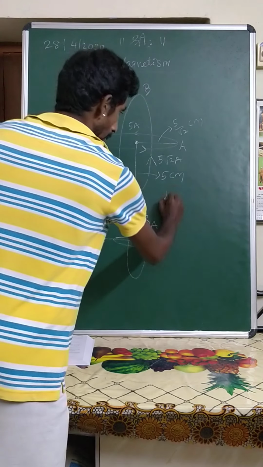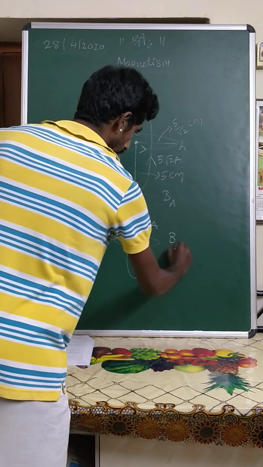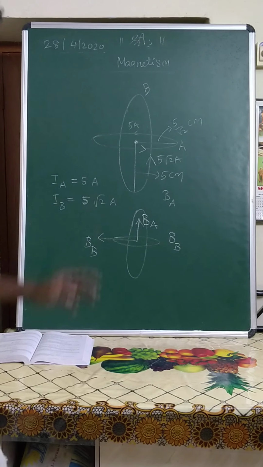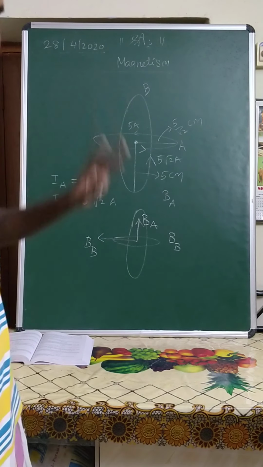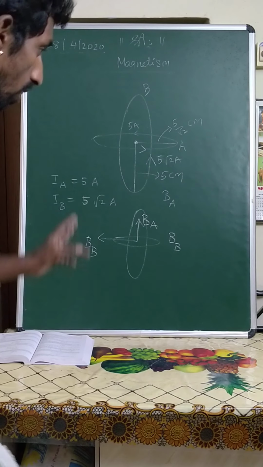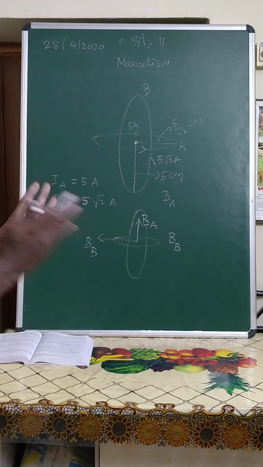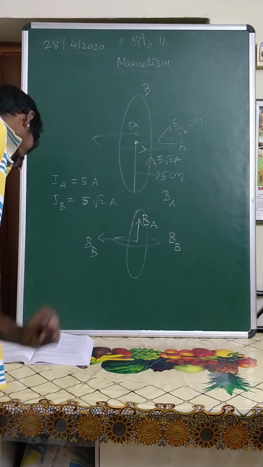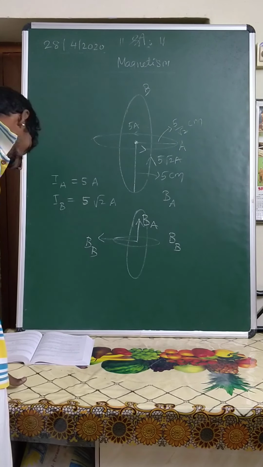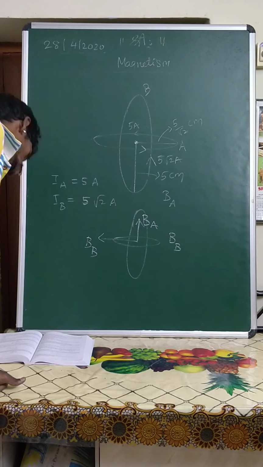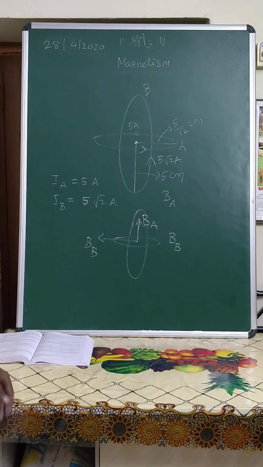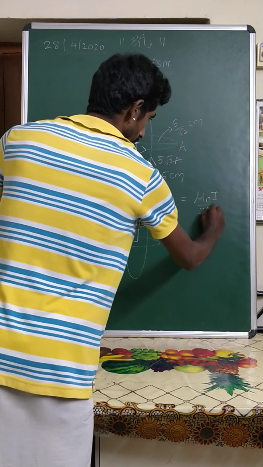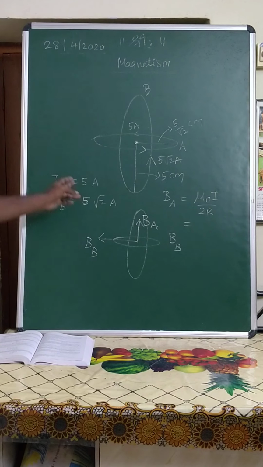We want to find the magnetic field at the center. We know the current in coil A is 5 ampere, the current in coil B is 5 root 2 ampere, the radius of A is 5 by root 2, and the radius of B is 5 centimeter. Both are perpendicular planes with common centers. We know the formula: at the center, it is mu naught I by 2R.